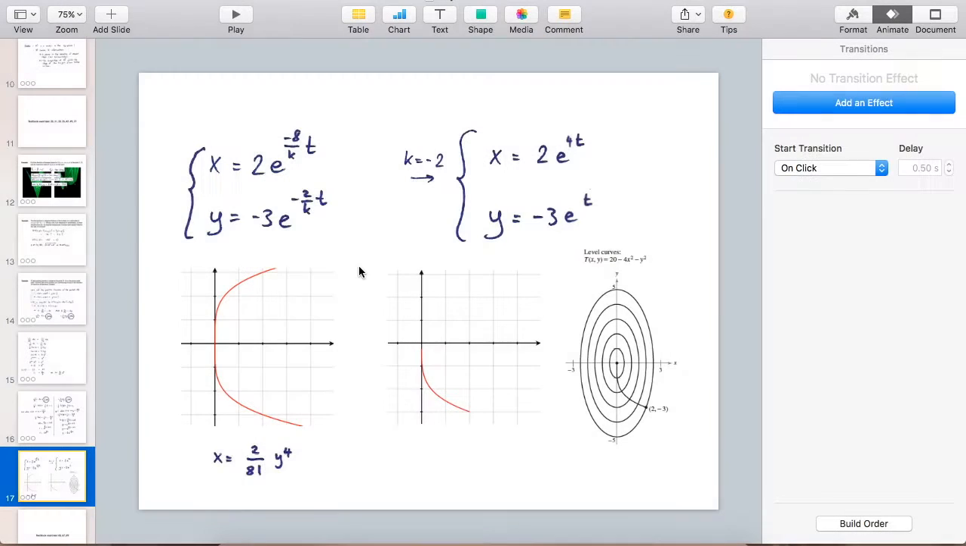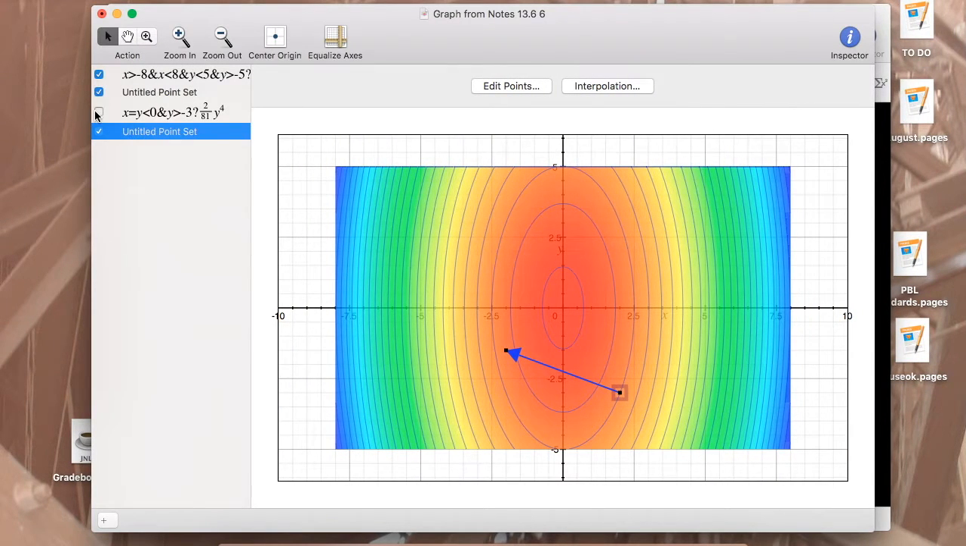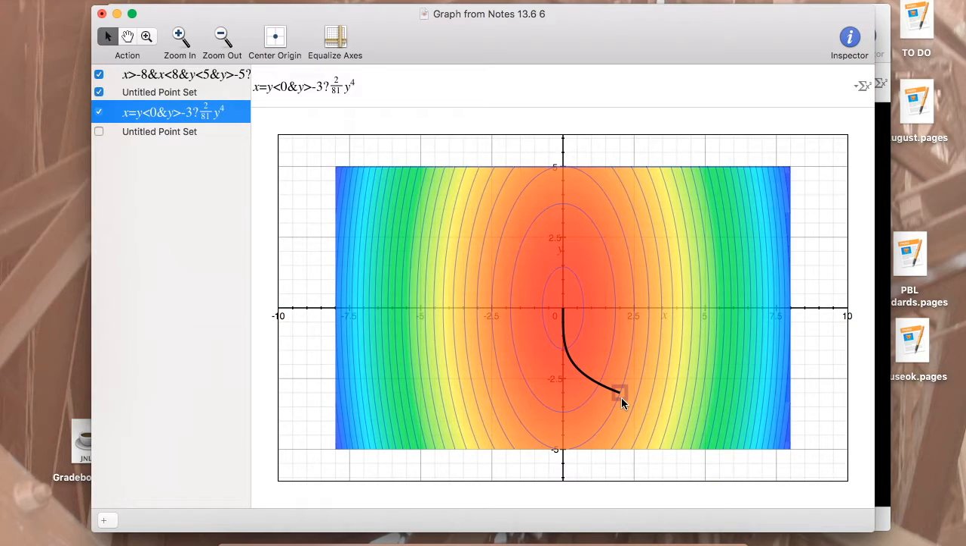So if we just jump back to the graph, we can see that it is always perpendicular to the level curves, and this particle will move like that until it reaches the origin, which is the hottest point on the metal plate.